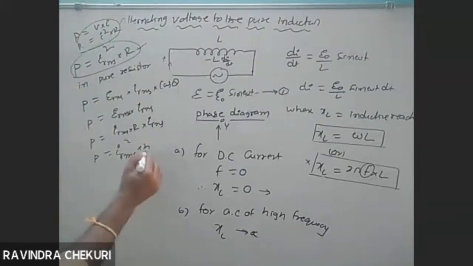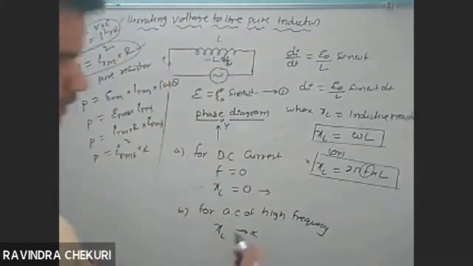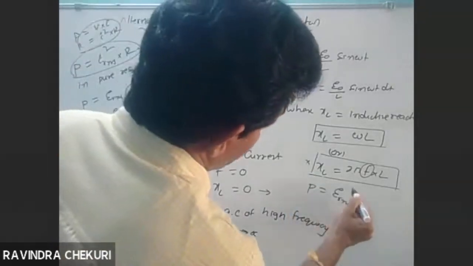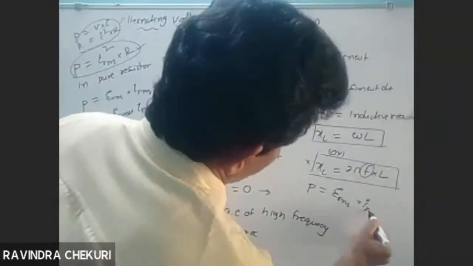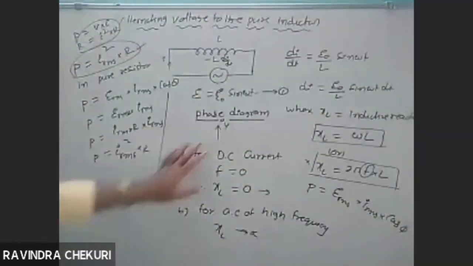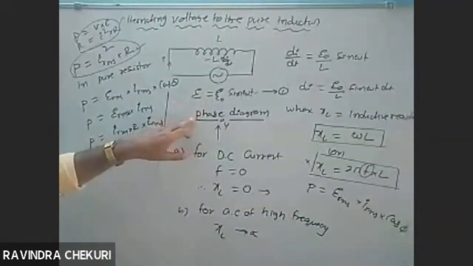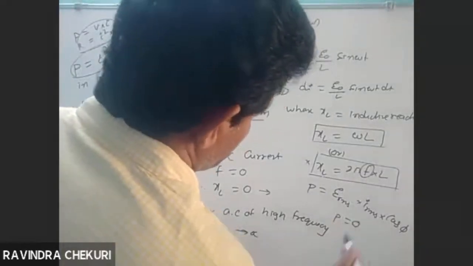This is for a pure resistor. Now, in the case of an inductor, what is the power consumption? P is equal to ERMS into IRMS into cos phi. What is the phase angle between ERMS and IRMS? Pi by 2, cos 90 is 0. So power consumption is 0.